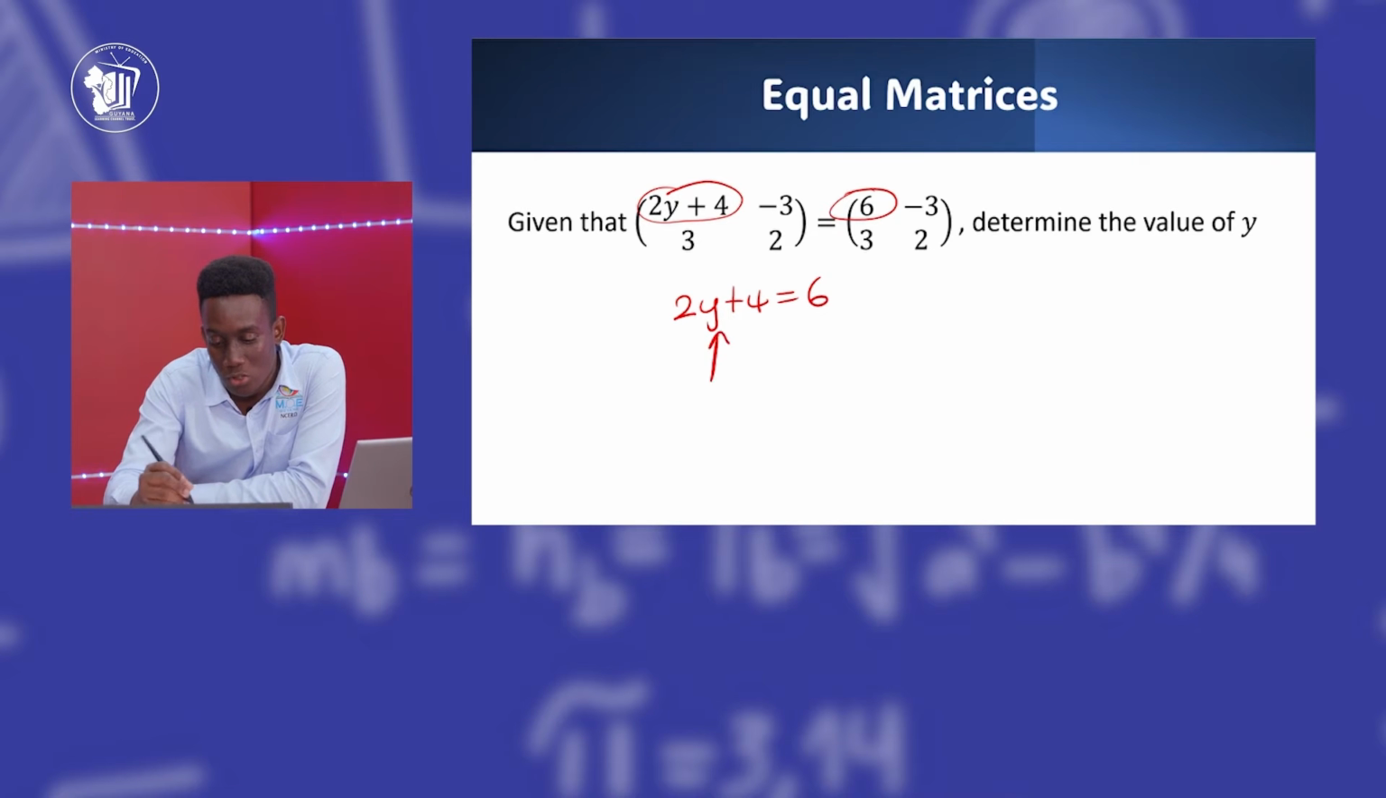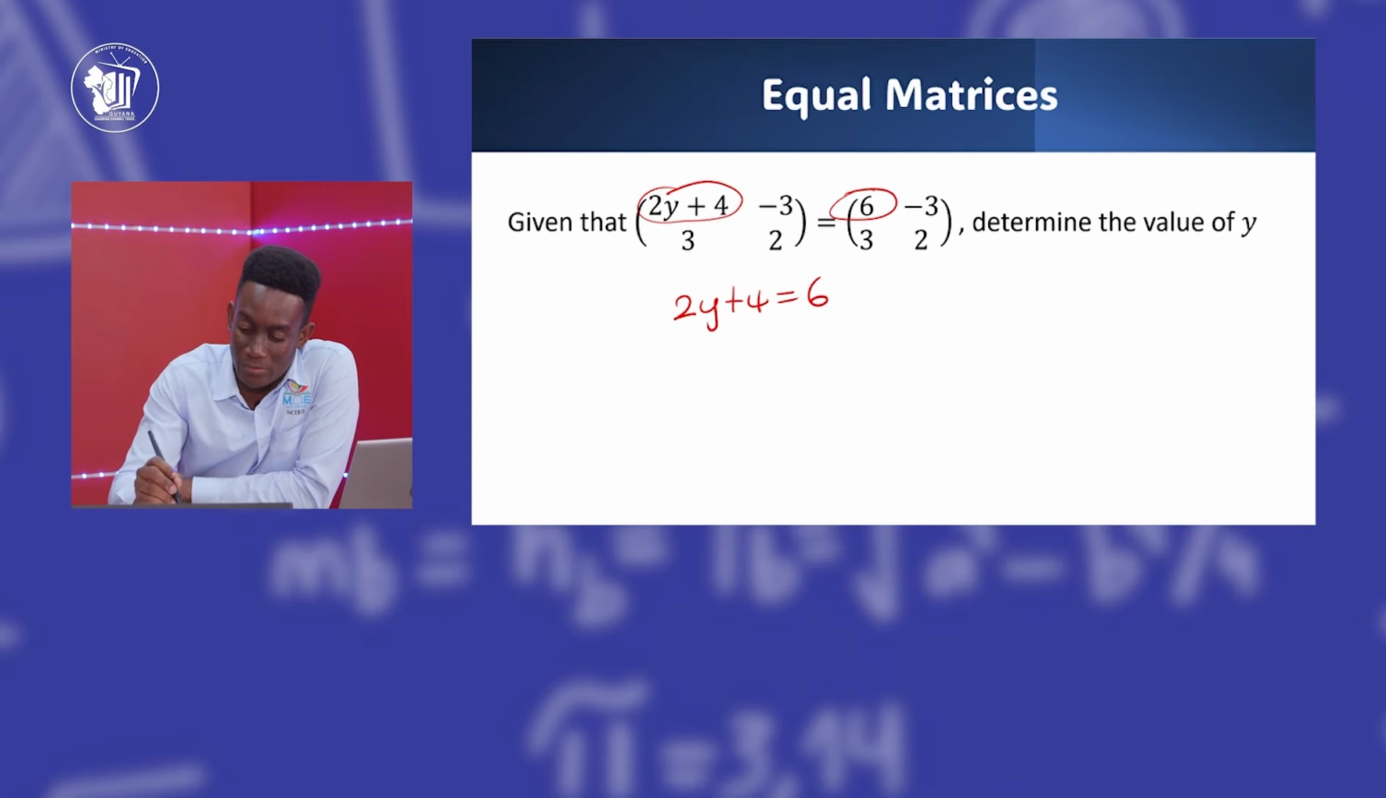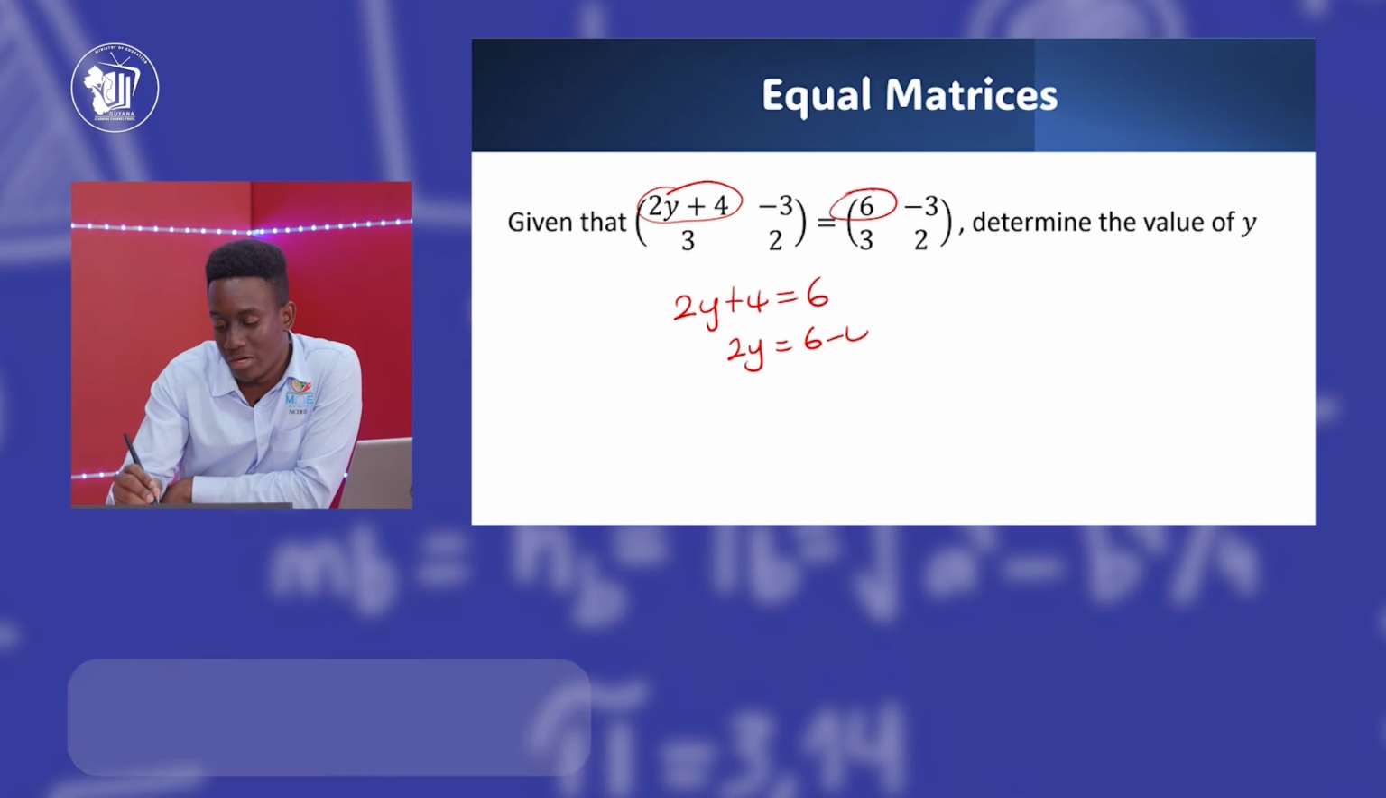They want us to determine the value of y, so all we need to do is simply solve this equation. We already know how to solve these simple equations. We have 2y plus 4 is equal to 6. We'll just take over the 4, or you can say we subtract 4 from both sides. When it goes over, it will do the opposite of what it was doing: since it was adding, it will subtract. So you'll have 2y is equal to 6 subtract 4, which gives you 2.